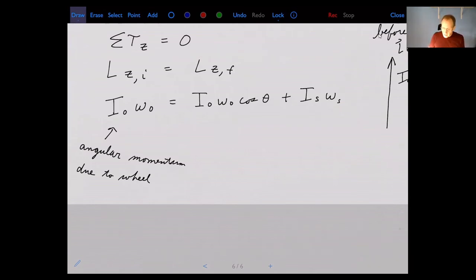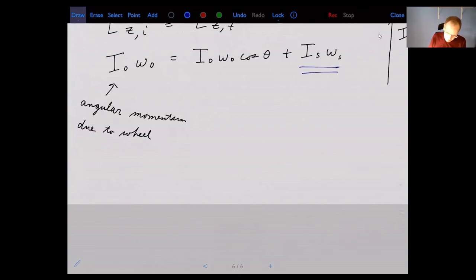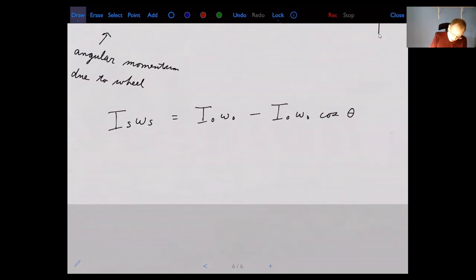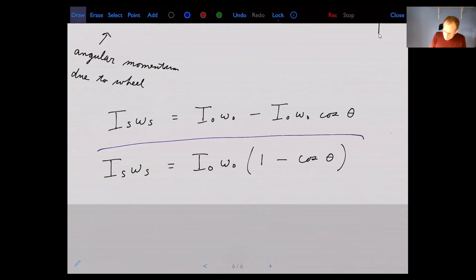So what we can do now is solve this for the angular momentum of the student and chair. So I'm going to solve for this term. Basically I'm just subtracting I naught omega naught cosine theta from both sides. So the angular momentum of the student in chair equals, I'm going to factor out the angular momentum of the wheel, 1 minus cosine of theta. So this is a key important equation here.